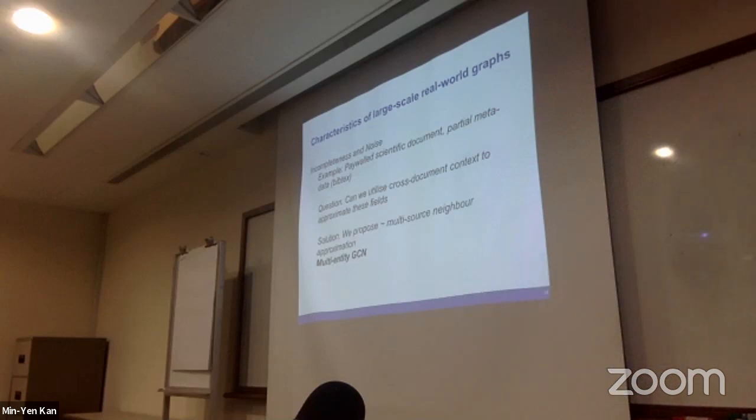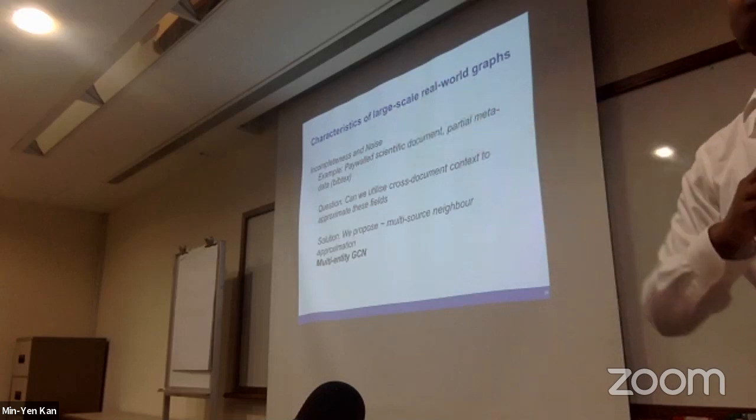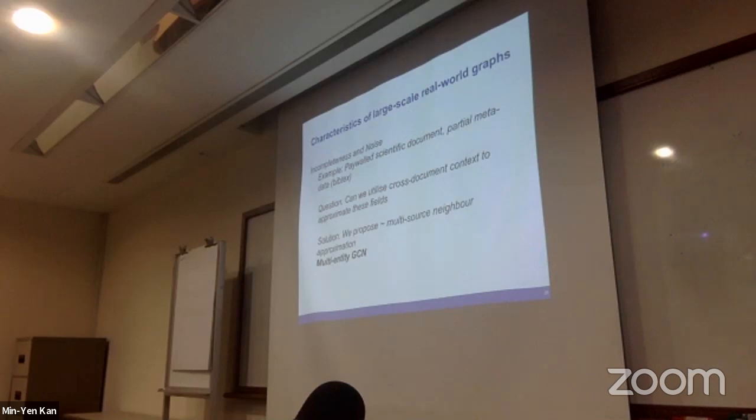So the question was, can we use the cross-document context? That means if we know what kind of documents it is citing and it's still paywalled, can we use that information to generate a better insight, or maybe do key phrase extraction? At least we'll know how to index that document even when it's paywalled. So we just use an extension of the GCN that we just saw in the previous chapter, which we call multi-entity GCN.